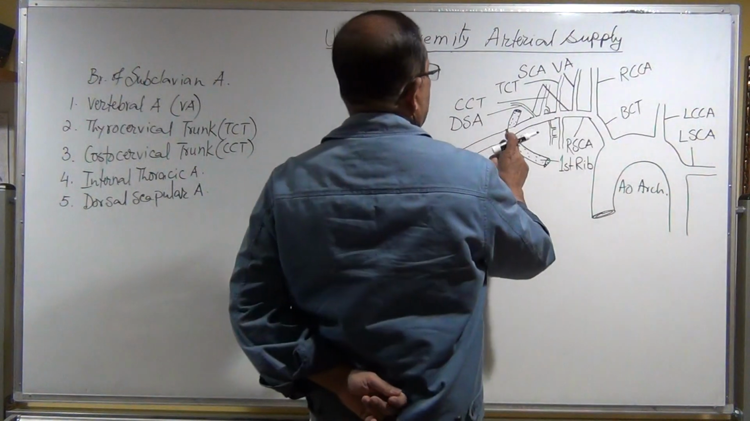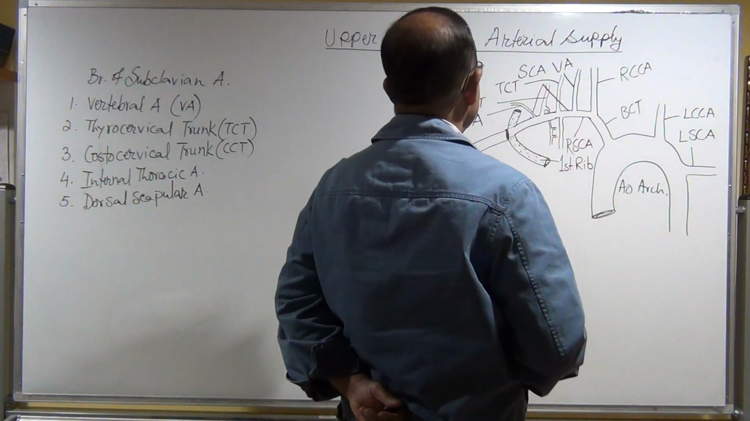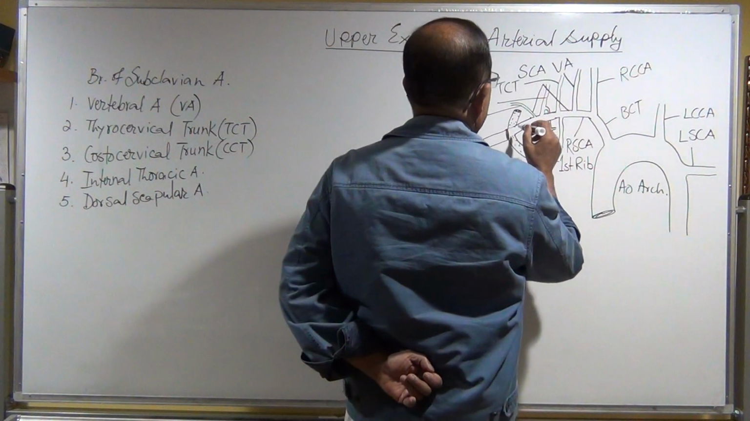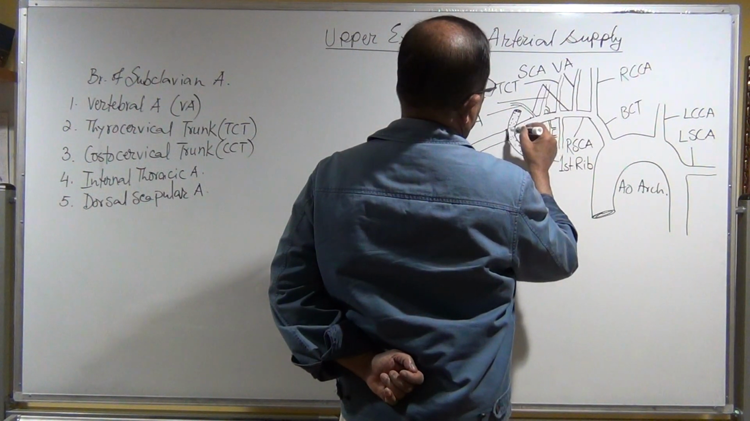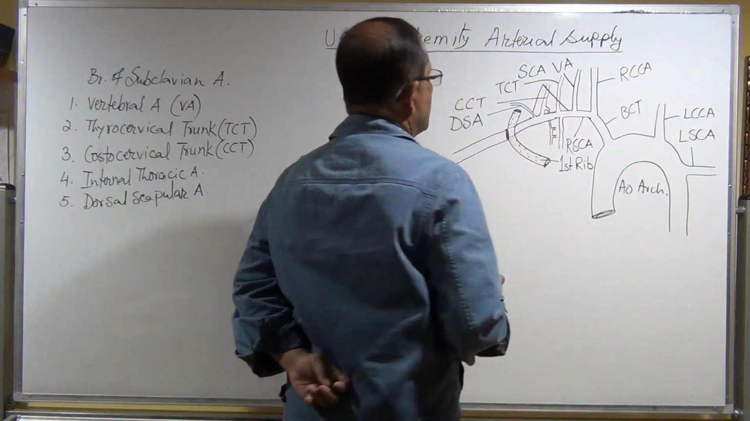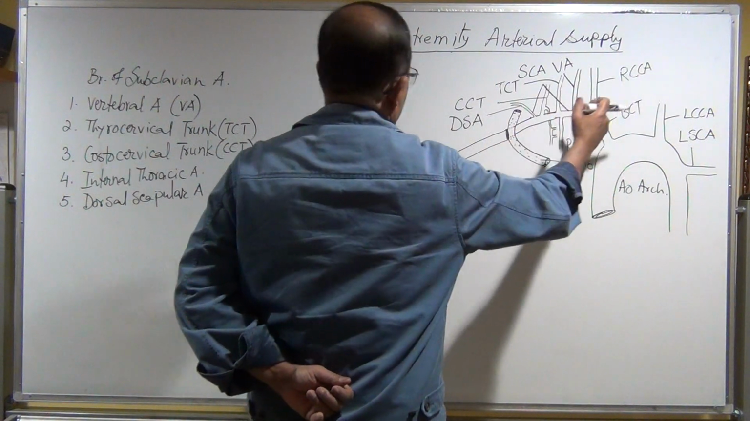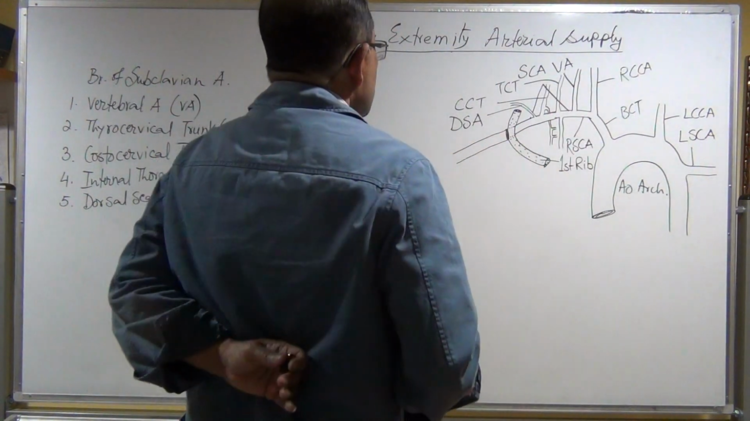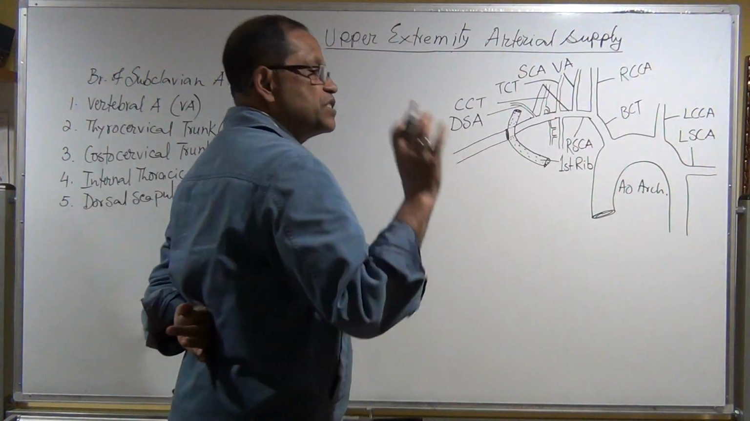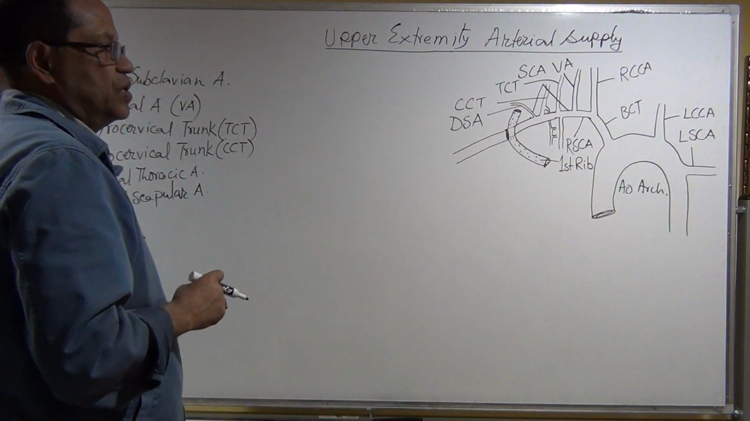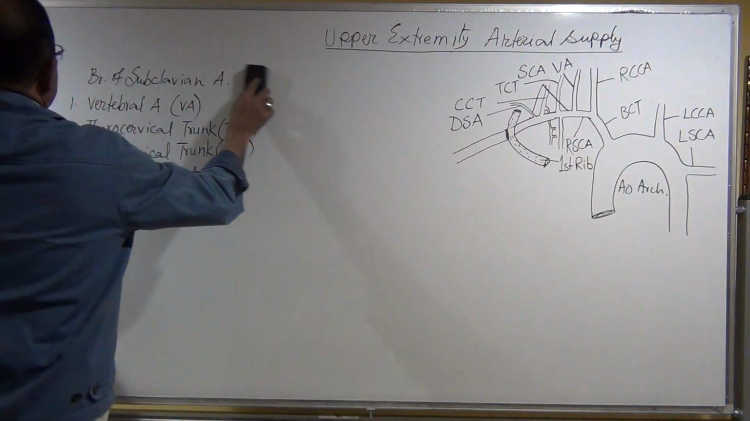Okay, so now by the outer border of the first rib, the rib is there, because the subclavian artery passes under the ribs. Now the axillary artery. The axillary artery has 6 branches. What are those 6 branches of the axillary artery?